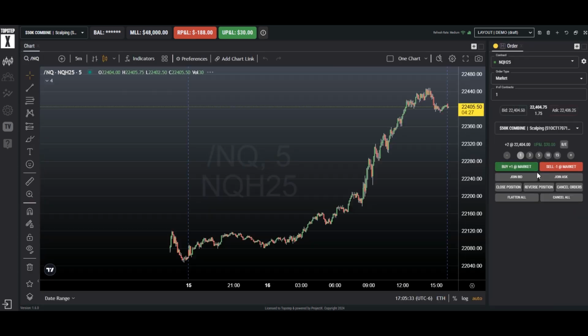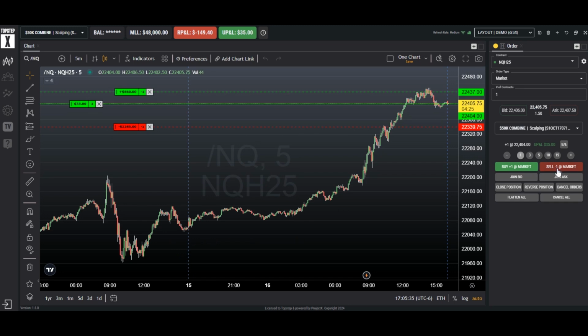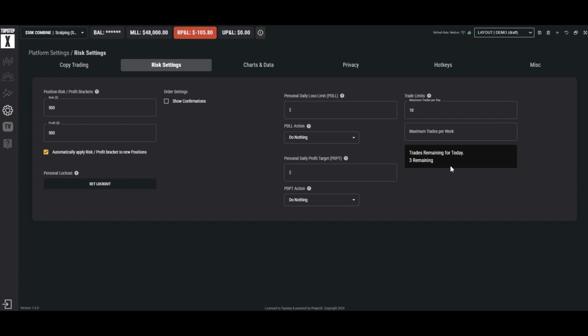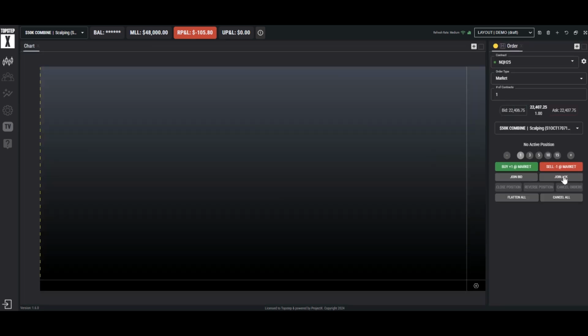Let's remove the remaining contracts. We sell the last one. We sell the last 2. Now we go back, we have 3 trades remaining. So we can see that these are counted as round trip. So let's finish these 3 remaining trades and see what happens.